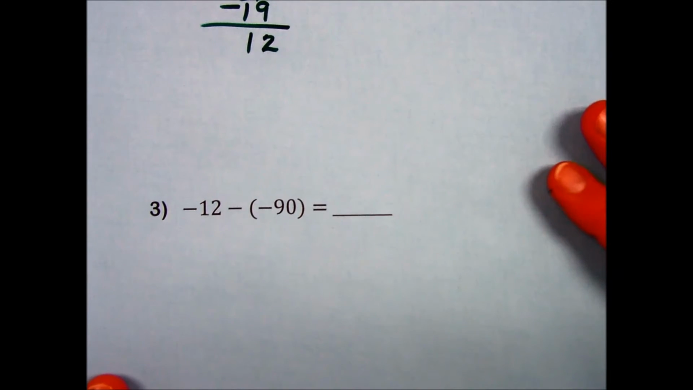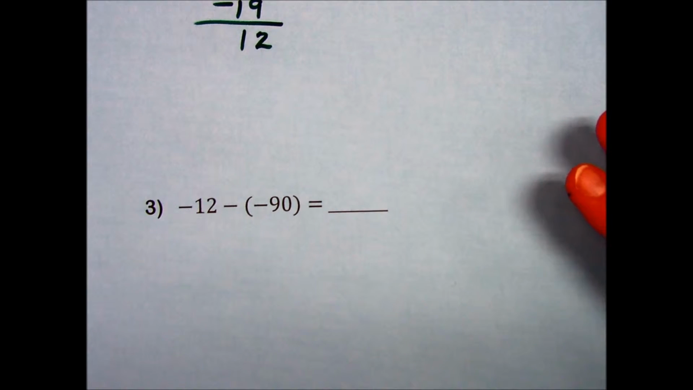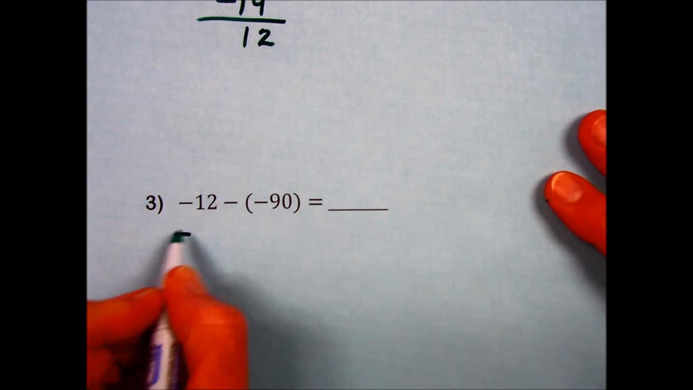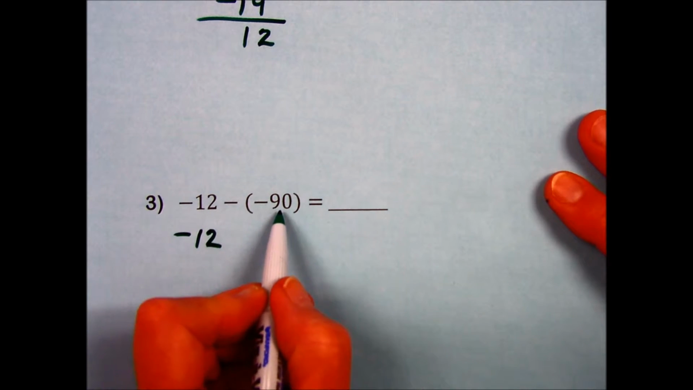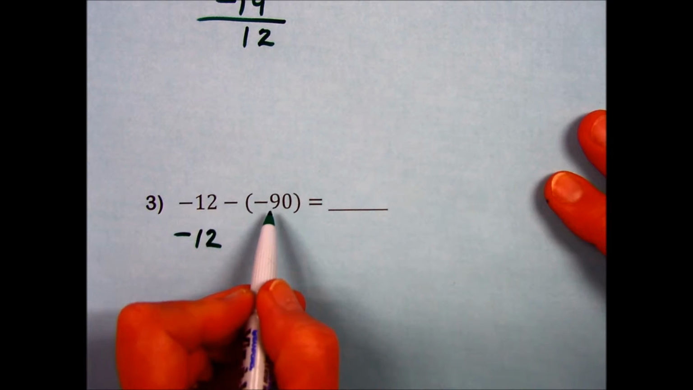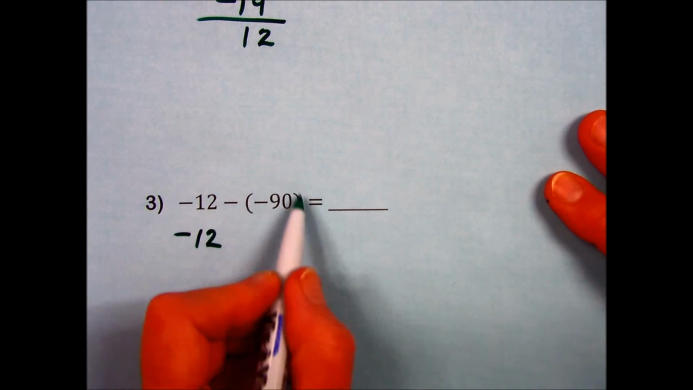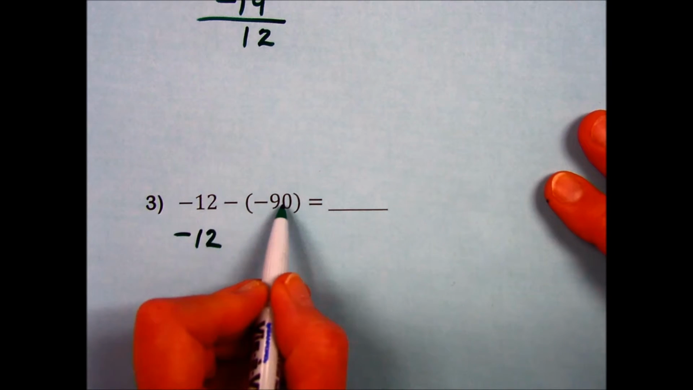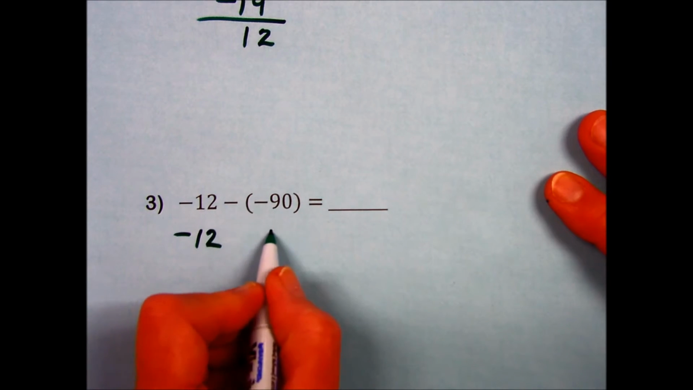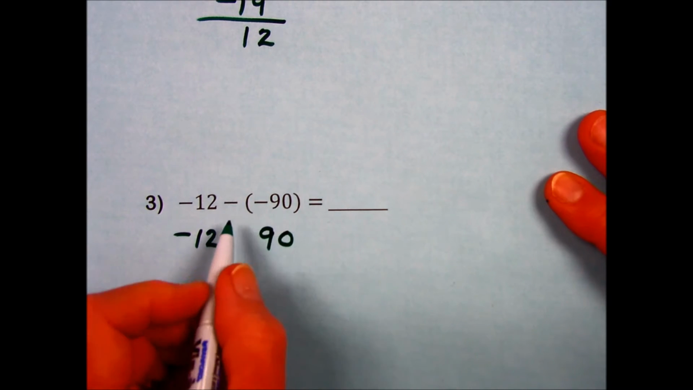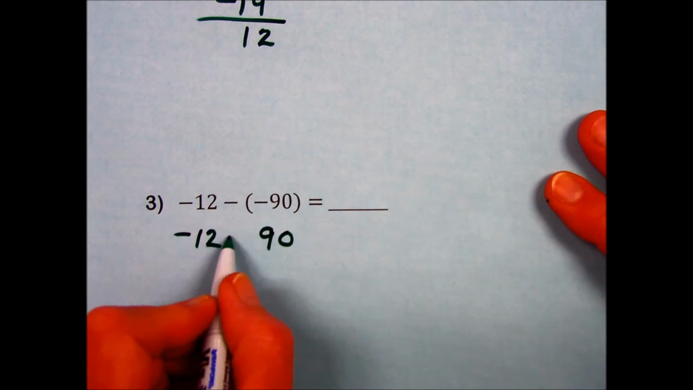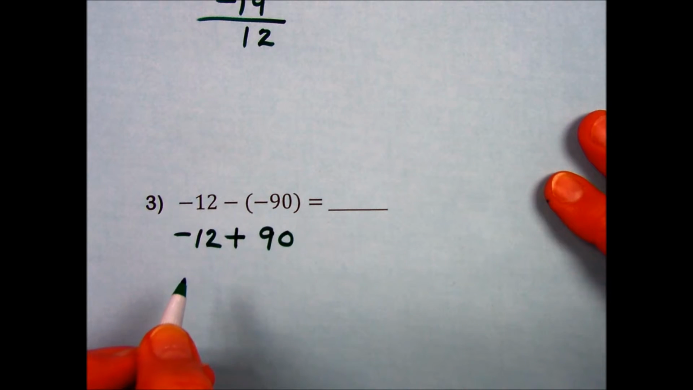In the next problem, following the rule of subtraction as well, it says change the second number that's being subtracted to the opposite sign of what it is. It looks like we're subtracting a negative 90, so instead of a negative 90, we'll turn that into a 90, and then change the problem into an addition problem. So the subtraction becomes a positive or a plus.